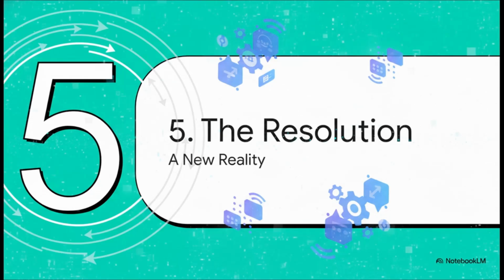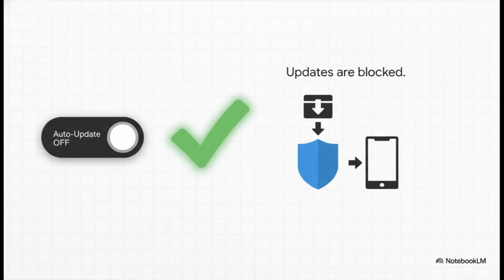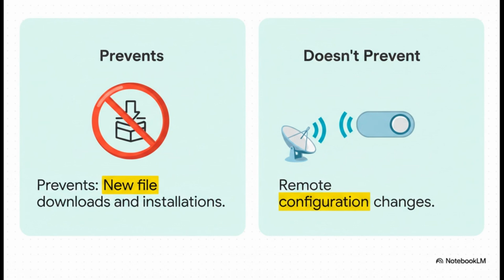So, with all that in mind, let's go back to that original moment of confusion and see how it all clicks into place now. First off, your auto-update off setting, it's not broken. It's doing exactly what it's supposed to do. It's stopping your phone from downloading entirely new versions of the app. Think of it this way. Your setting prevents new file downloads, but what it doesn't prevent are these remote configuration changes. It can't stop that tiny signal that flips the switch on code that's already there.